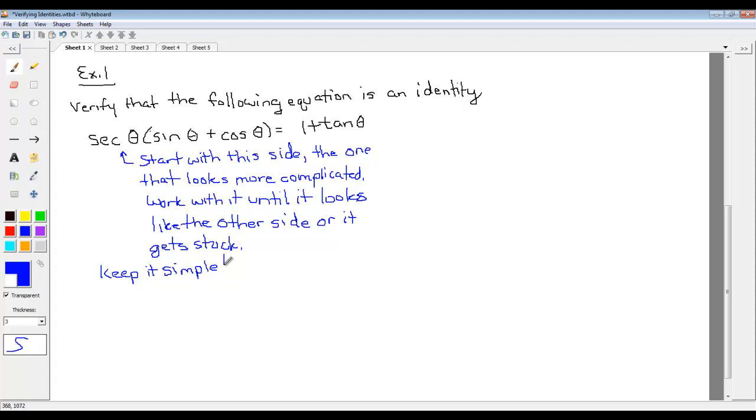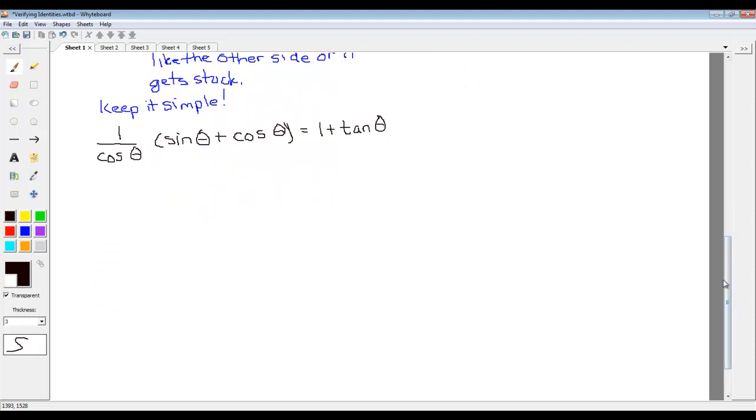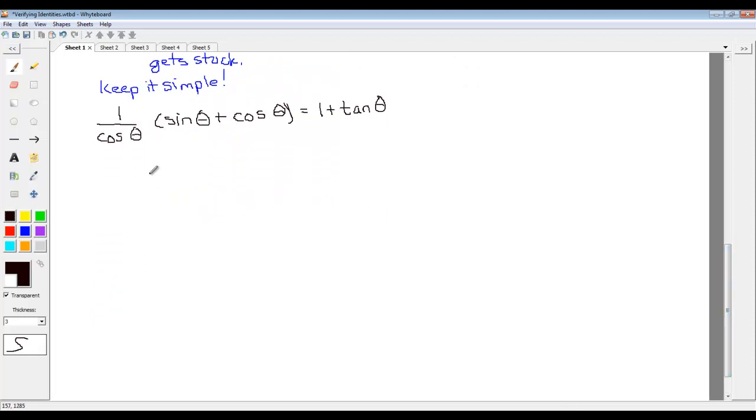I'm going to take secant and put it in terms of 1 over cosine theta. I find that a lot of times if you put things in terms of sines and cosines, it all plays out so much better. Okay, for now I'm only going to work with this left side. I'm going to leave the right side as is. And I'm going to hope that the left side looks just like the right side when I'm done.